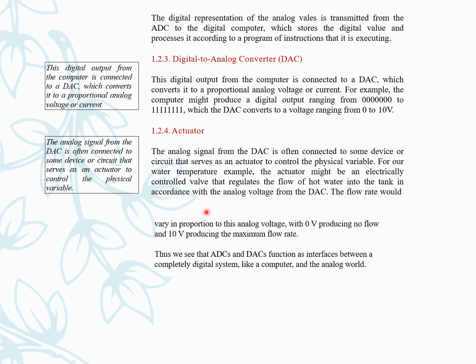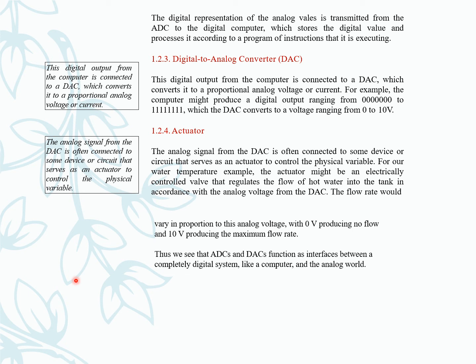The second one is the digital to analog converter, also known as DAC. The digital output from the computer is connected to a DAC, which converts it to a proportional analog voltage or current. For example, the computer might produce a digital output ranging from 0000000 to 1111111, which the DAC converts to a voltage ranging from 0 to 10 volt.